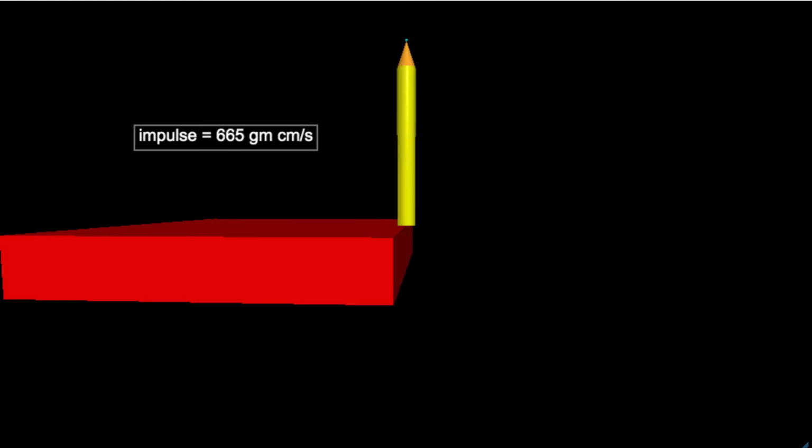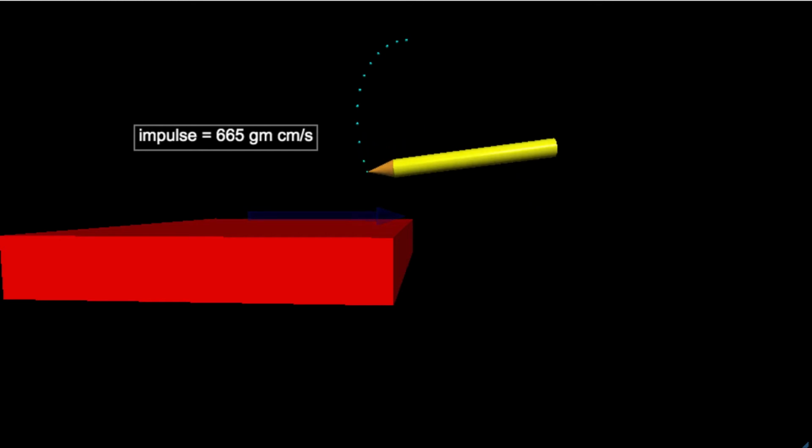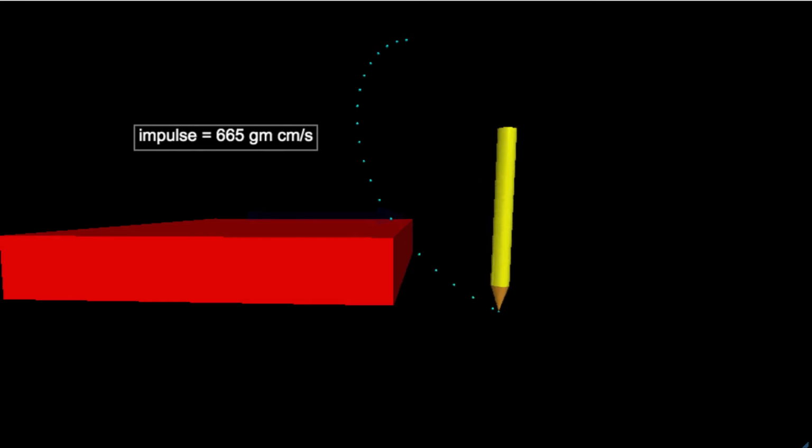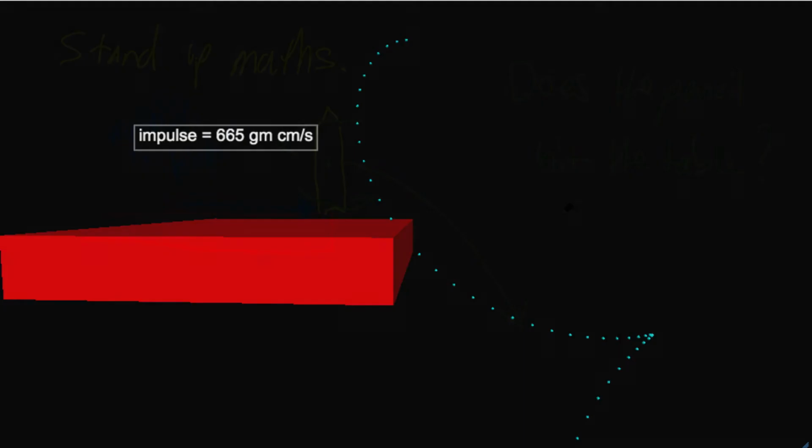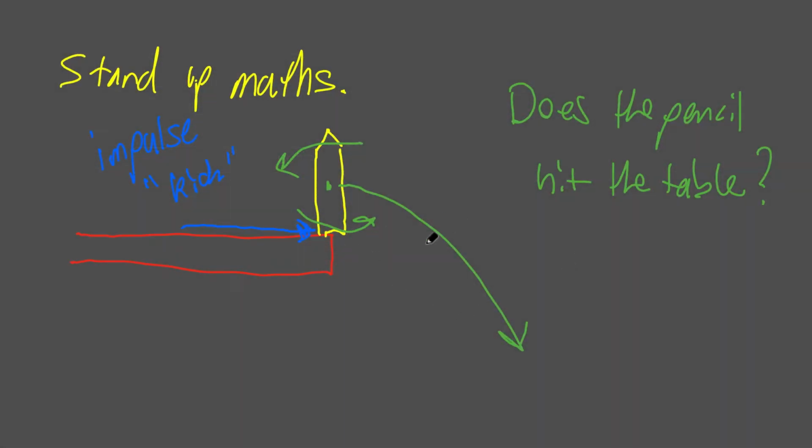Now for an intermediate size kick, what can happen is the pencil will spin around and the tip of the pencil will hit the top of the table. Once again, if I let the simulation continue, the pencil just passes through the table. But you can see that the pencil tip would actually hit the tabletop in this case of intermediate size impulse. Okay, so let's go through the math.